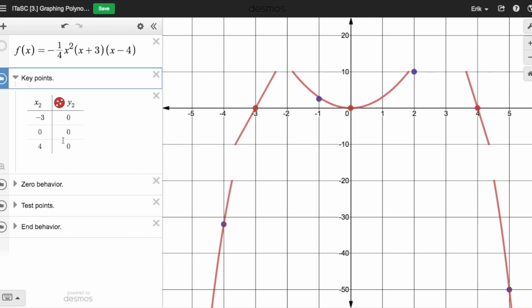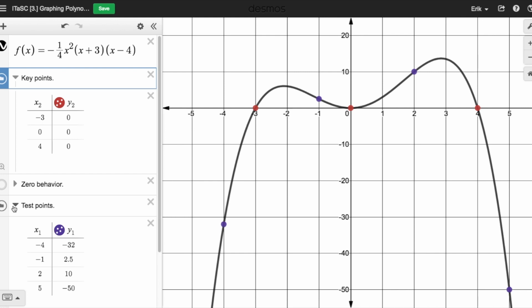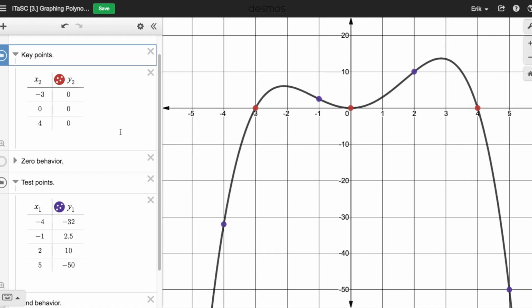We have 3 key points. We chose 4 test points that are interspersed among the key points, and we know the end behavior, and we know the 0 behavior. So at this point, you can see that if you connect the dots and you generally follow the lines and the curves that are already on the screen, you can fit it together to get a nice polynomial curve. Now I'll switch off our additional lines in zero behavior, so it's a bit more clean. But you can see that it came down to having those 7 points and knowing how to connect the dots with a nice, smooth polynomial curve.